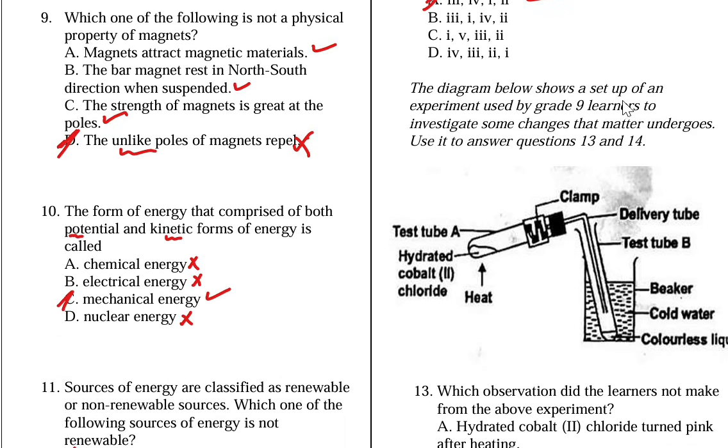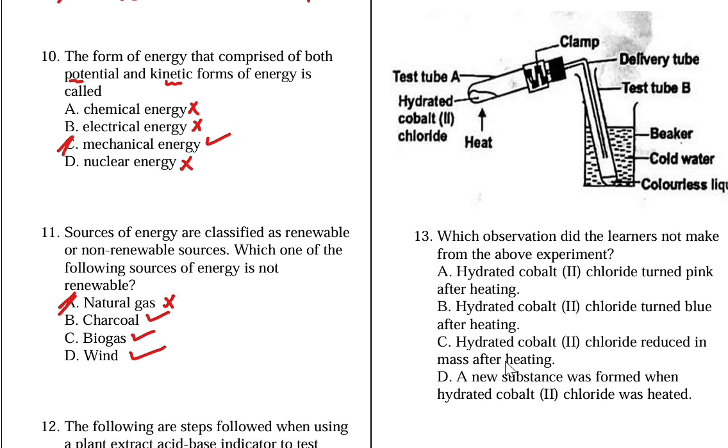The diagram below shows a setup of an experiment used by grade 9 learners to investigate some changes that matter undergoes. Use it to answer questions 13 and 14. Very common question. Number 13 is asking, which observation did the learners not make from the above experiment? So we're noting the word not make.